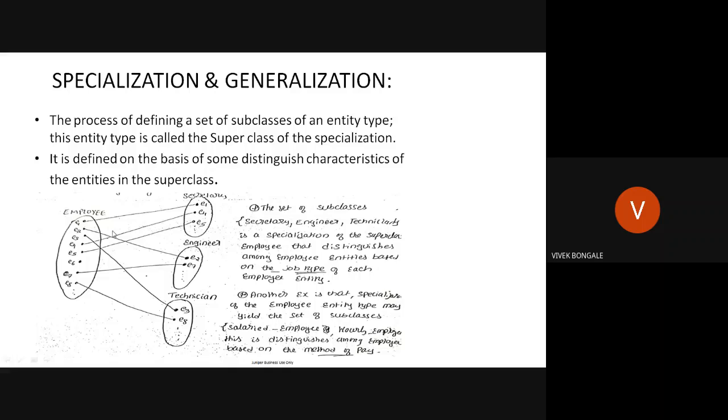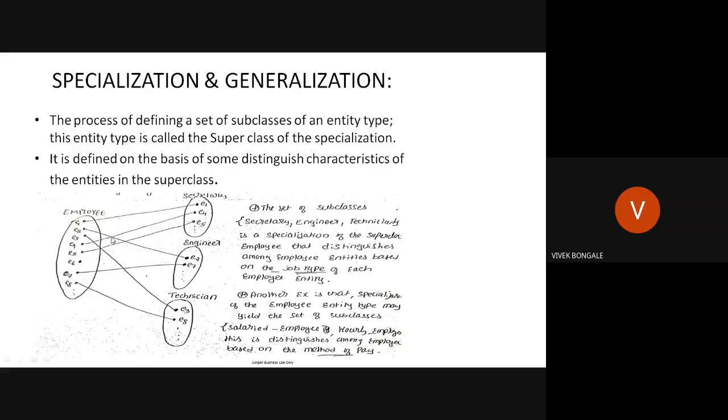What is the characteristic here? We are going to divide this superclass into a number of subclasses like secretary, engineer, technician based on the job type. Here, job type is the characteristic. Based on the job type, the employee may be a secretary, an engineer, or a technician. Based on that, we divide the superclass into a number of subclasses. This we say is specialization.